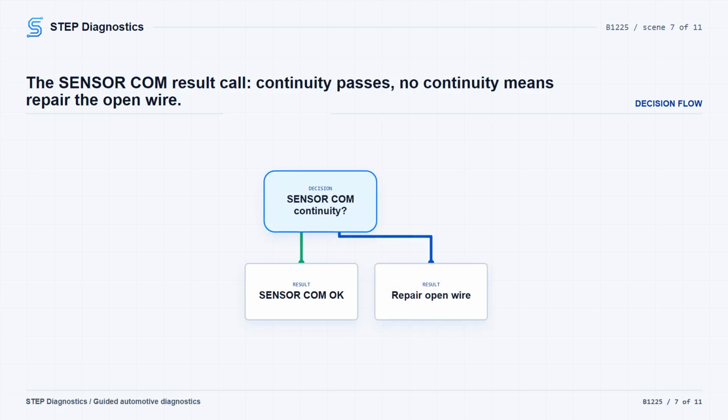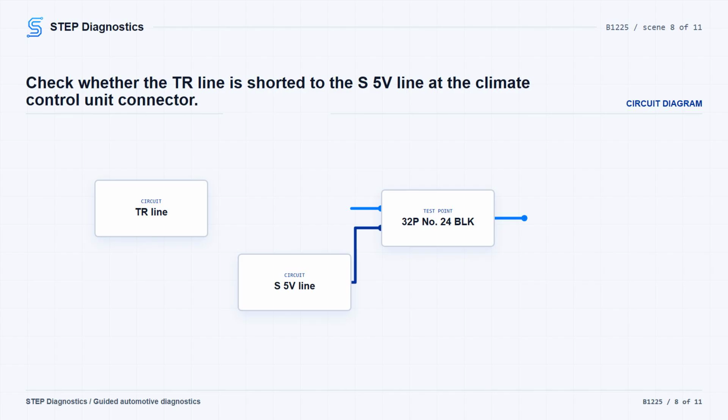If continuity is present, that sensor COM wire is okay, and you can continue to the short check. If continuity is not present, repair the open in the wire between the climate control unit and the in-car temperature sensor. Next, still with both connectors disconnected and the ignition at lock 0 or OFF mode, check whether the TR line is shorted to the S5V circuit.